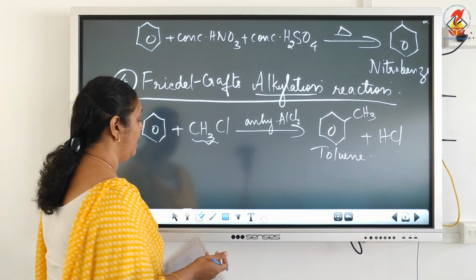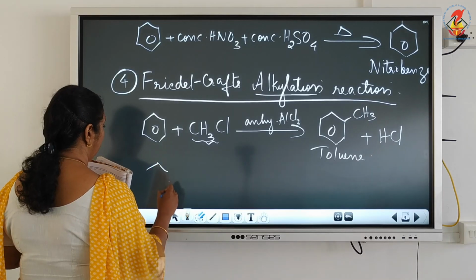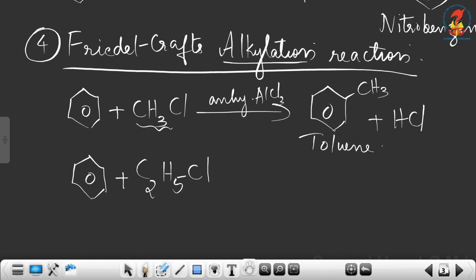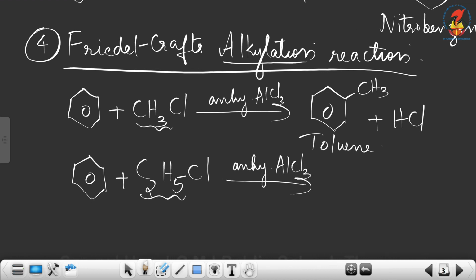Now next we have another example, that is benzene plus C2H5Cl. This is ethyl chloride. Here the alkyl group is the ethyl group. This reaction takes place in presence of anhydrous aluminum chloride. Again, which group is introduced? Here the ethyl group is introduced to the benzene ring, plus HCl.